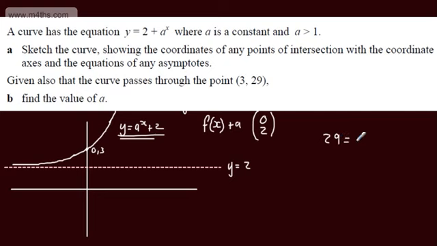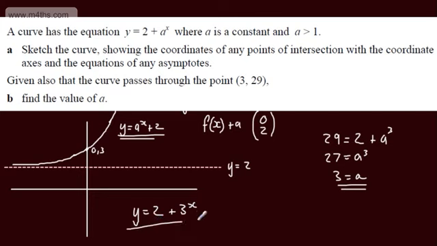So 29 will be equal to 2 plus a to the power of 3. At this stage we subtract 2 from both sides, so 27 is equal to a cubed. Taking the cube root of both sides, we can see that a is equal to 3. So what we have here is the graph of y is equal to 2 plus 3 to the power of x. So nice and straightforward. We're just considering this transformation. It's a straightforward transformation, but we do need to show the asymptote.